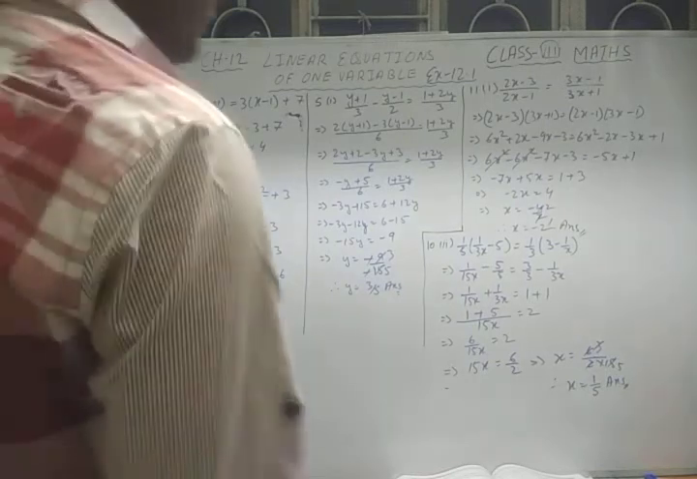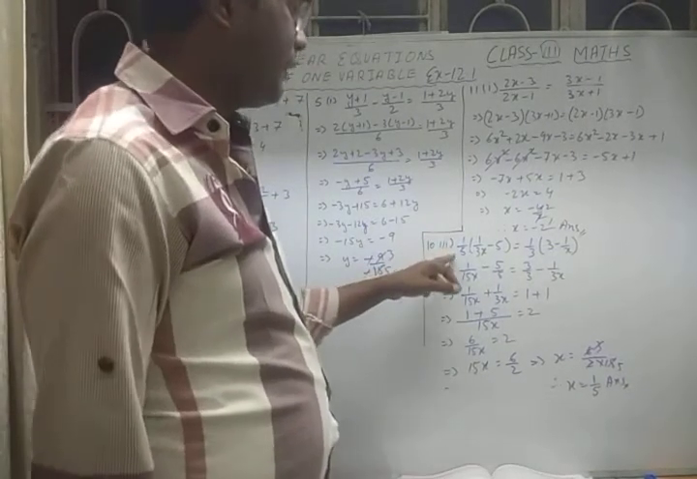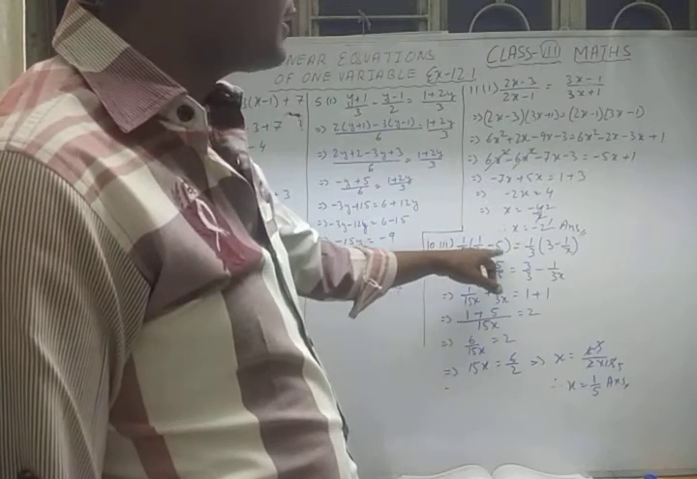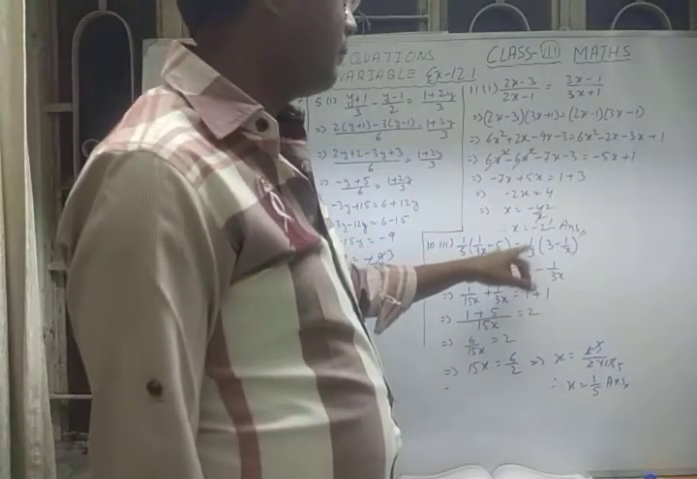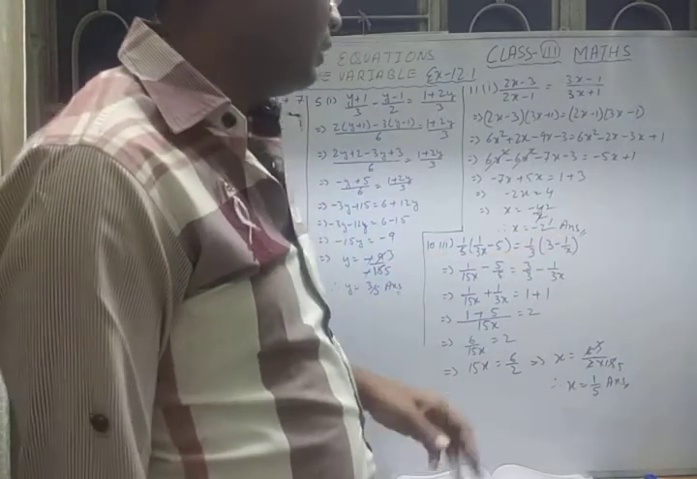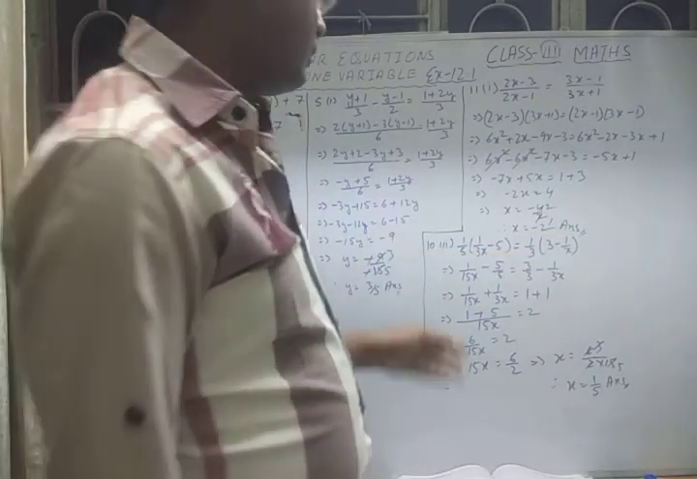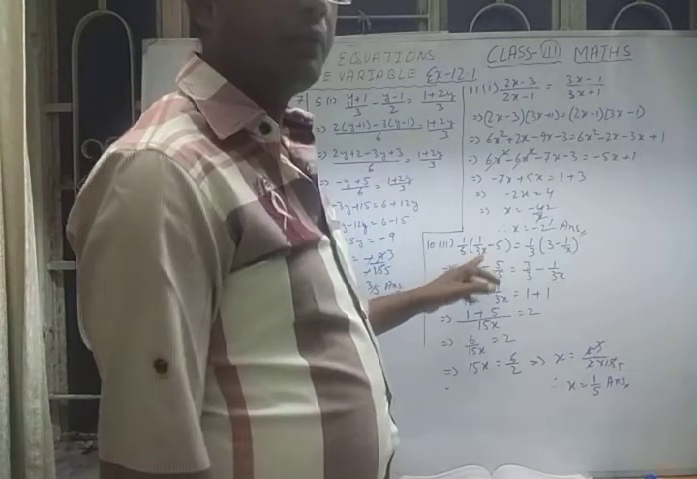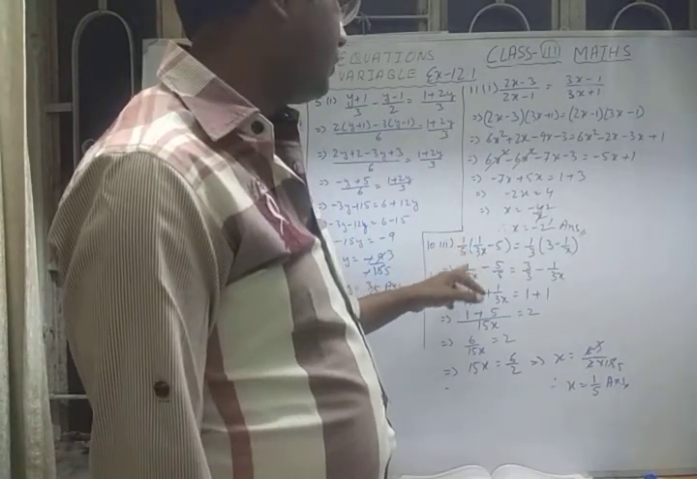In this question, the question is given: 1 by 5 into (1 by 3x minus 5) is equal to 1 by 3 into (3 minus 1 by x). Another type of question. Important question. So 1 by 5 into, again you have to open the bracket first. So 1 by 5 into 1 by 3x.